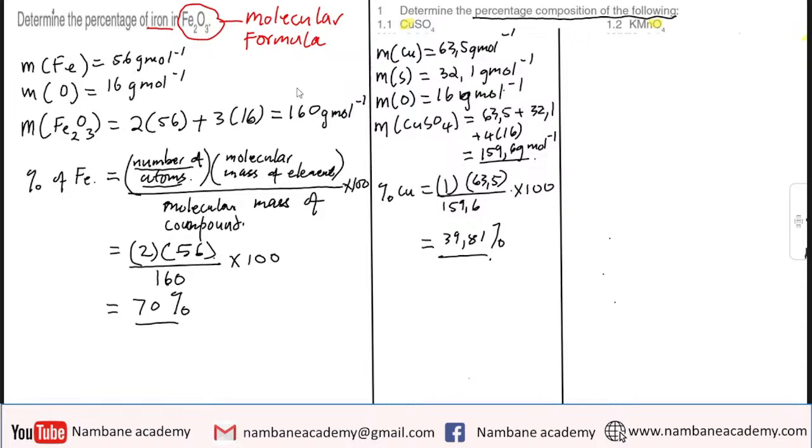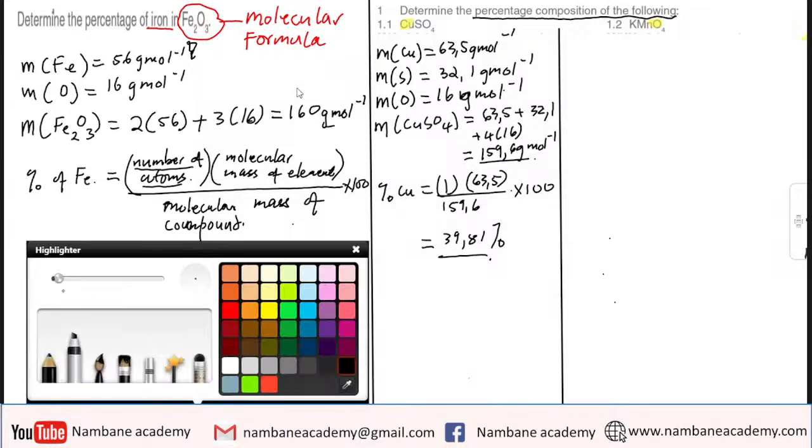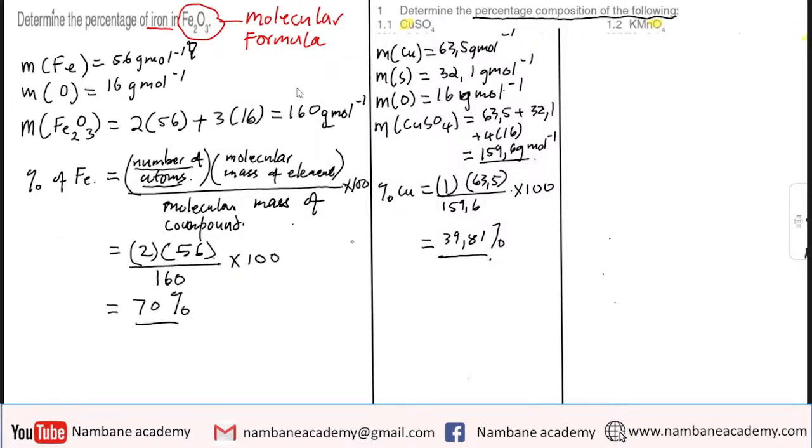And its molecular mass of an element. Ladies and gentlemen, it does not say molecular mass of a compound. It says molecular mass of an element. The element which is in this case iron. The element in this case which is now copper. That is the reason why they will have 63.5.